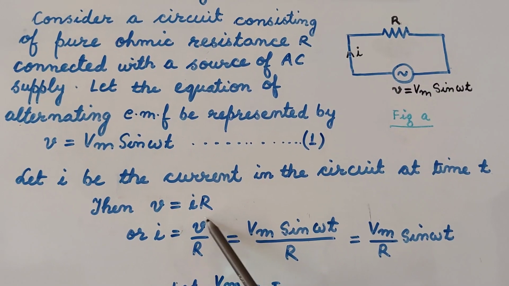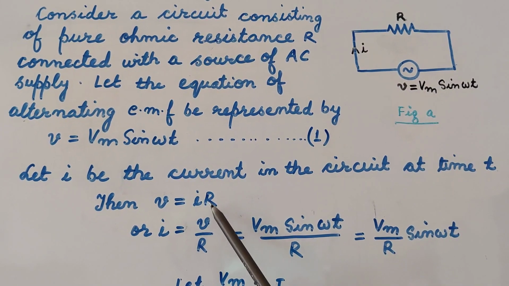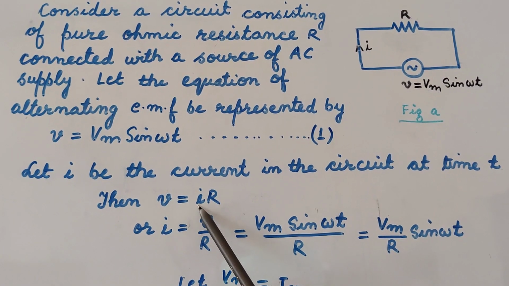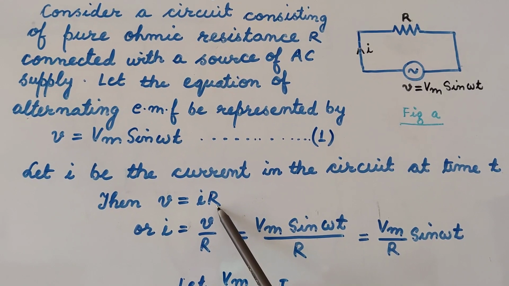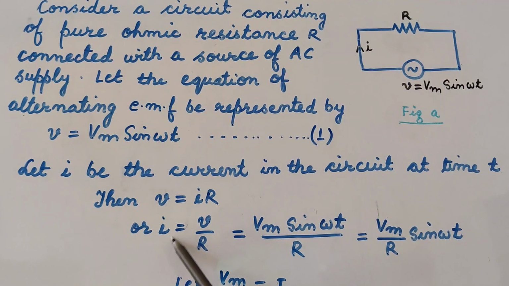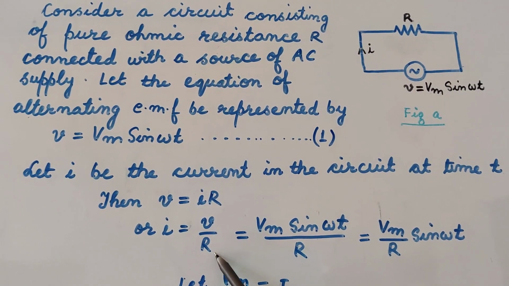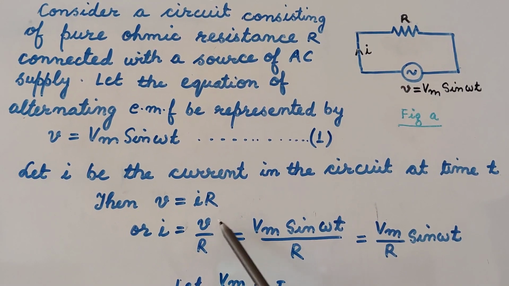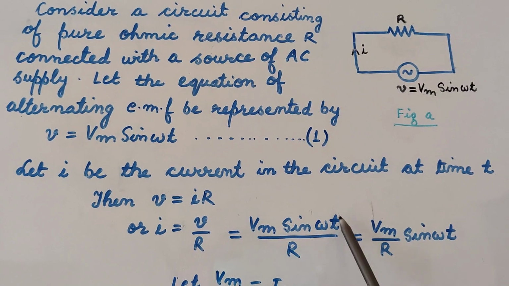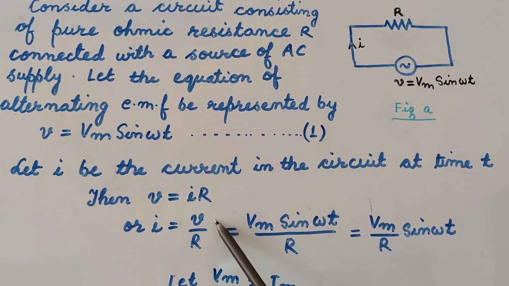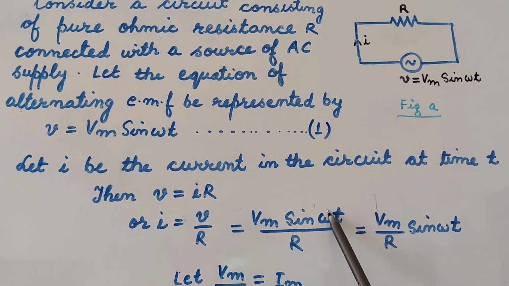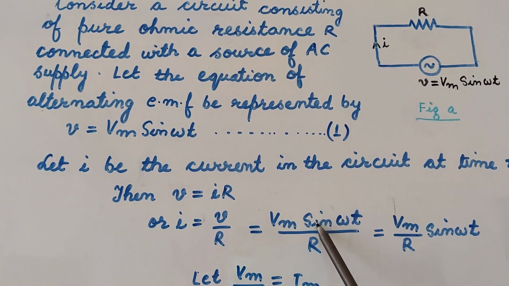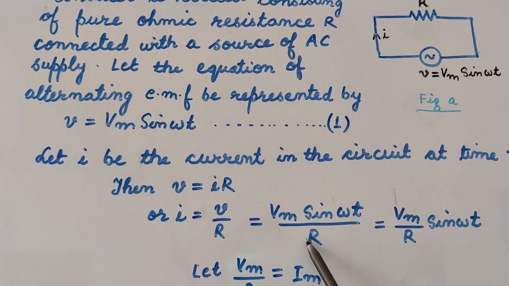If small i is the current in the circuit at time t, then from the voltage and current relationship according to Ohm's law, we can write small v is equal to small i into small r, that is, instantaneous voltage is equal to instantaneous current into resistance. So the value of current will be voltage upon resistance, and we have assumed that this instantaneous voltage is given by Vm sine omega t. So we will substitute the value of v in this equation, and this equation comes out to be small i is equal to Vm sine omega t by capital R.